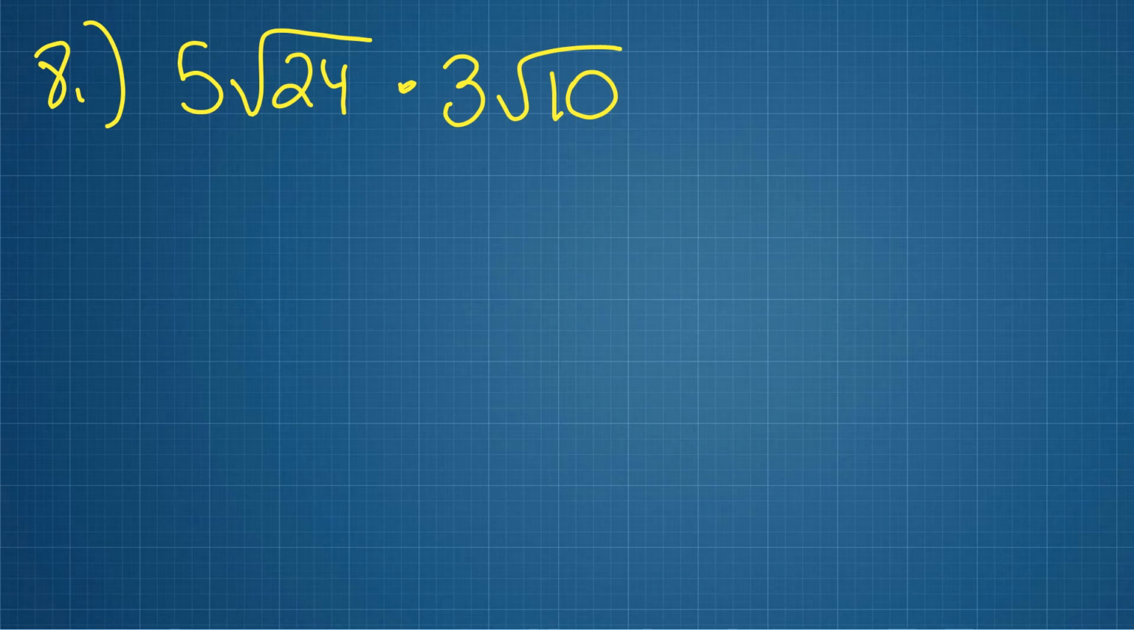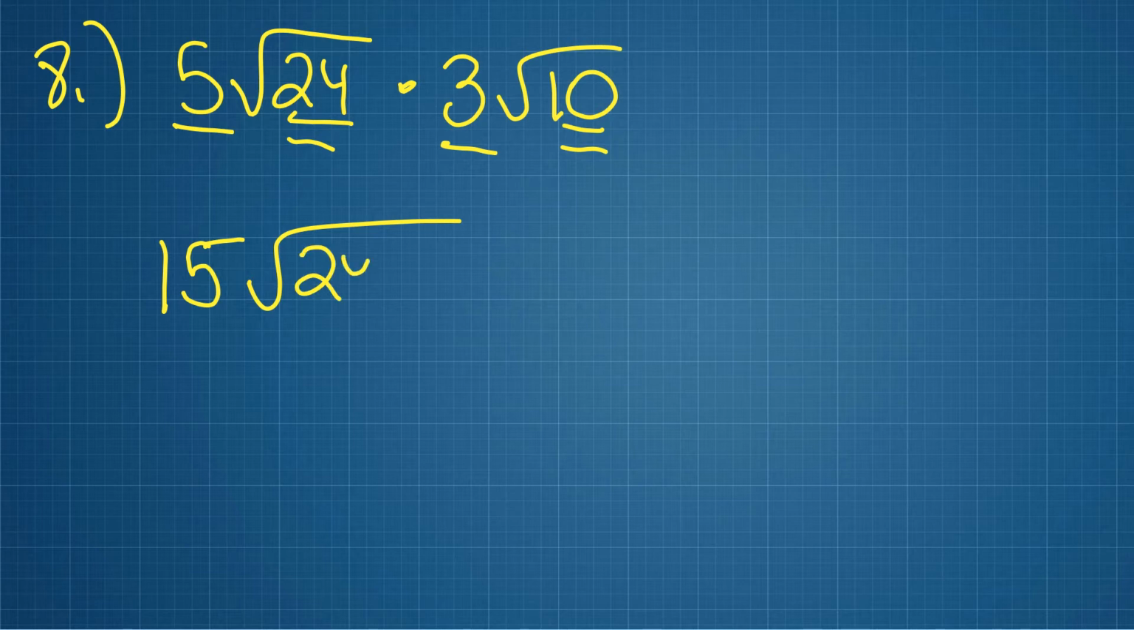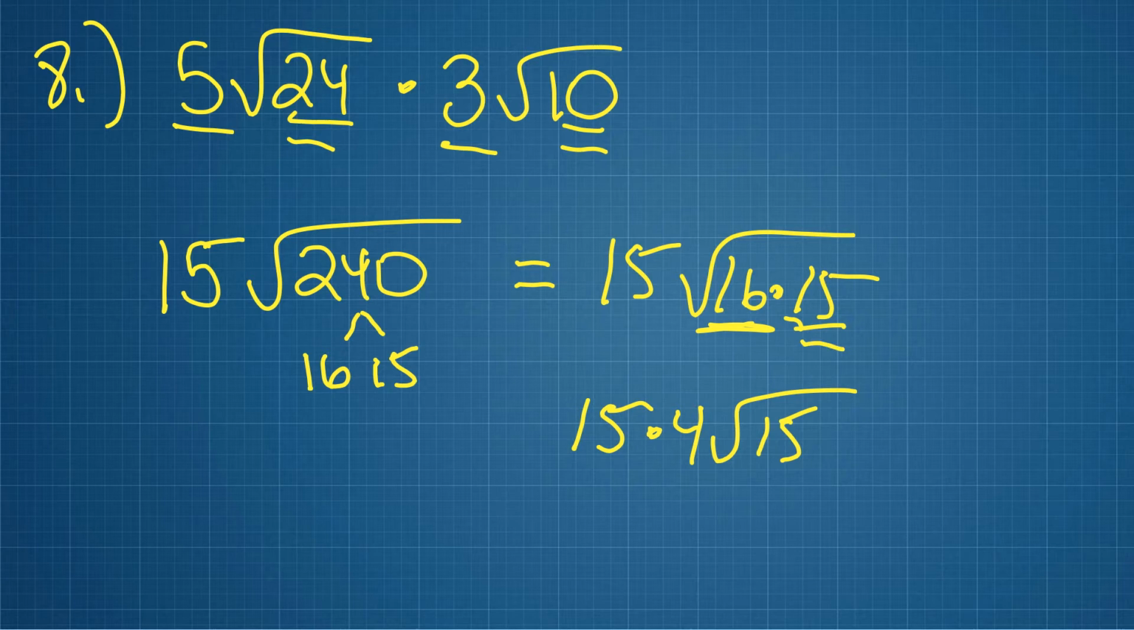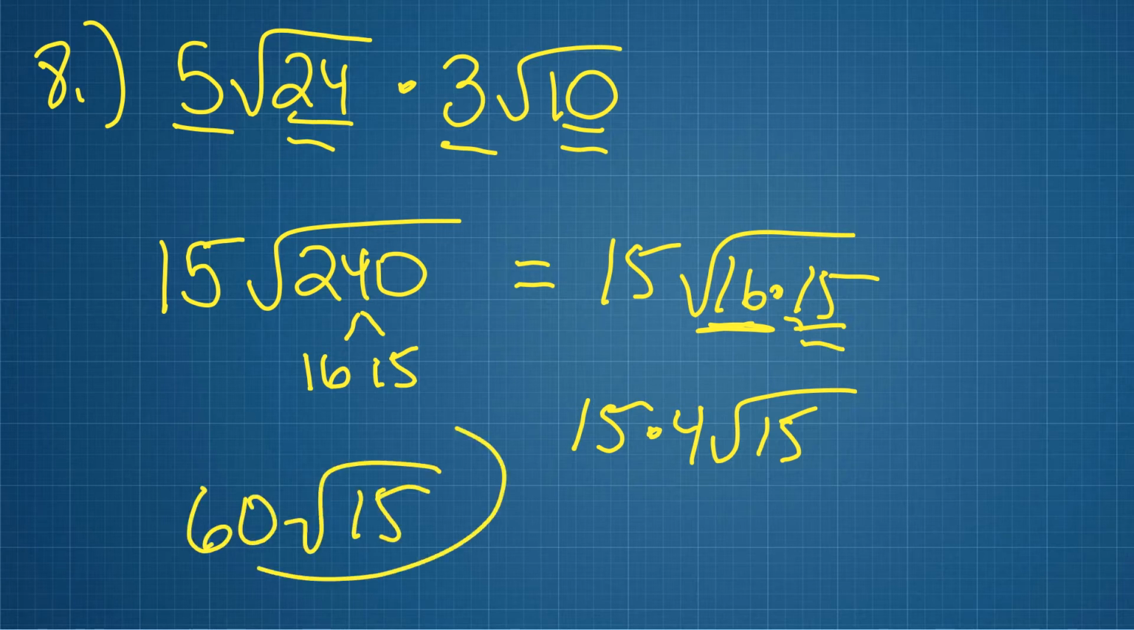Done. Now, for number 8, there's a couple ways to do it, but the easiest way I'm going to do it is I'm going to say 5 and 3 are both outside, so I multiply those to get 15. 240 and 10 are both inside, so I multiply those to get 240. The perfect square that goes into 240 is actually going to be 16 and 15, because 16 times 15 is 240. So I rewrite this as 15 square root of 16 times 15. 16 is perfect. He leaves the jail as 4. That 15 right here stays on the inside forever. Final answer is just 60 radical 15, and you're done.